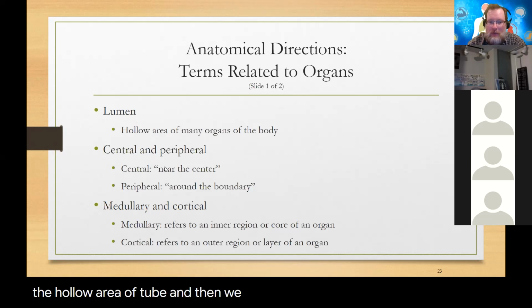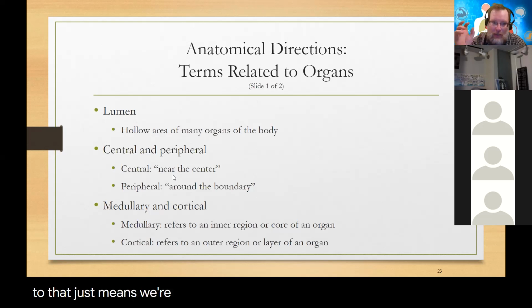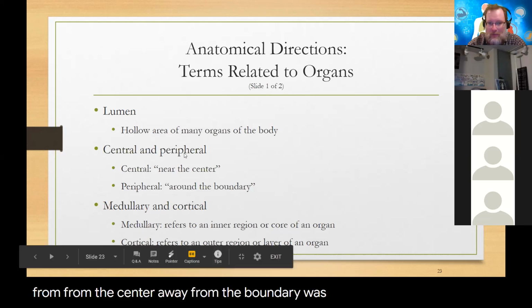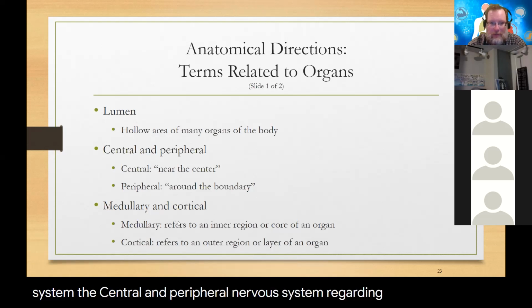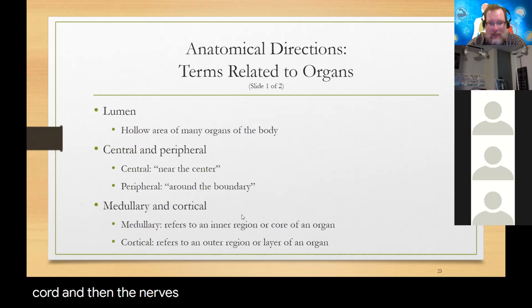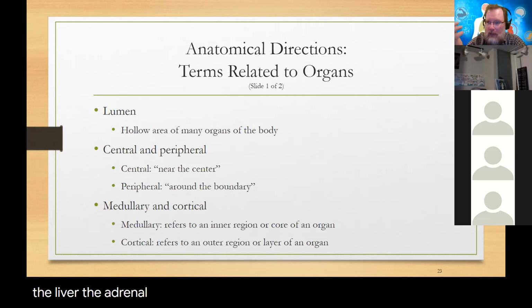And then we see central and peripheral. That just means we're talking about toward the center, and peripheral away from the center, away from the boundary. We'll see this with the nervous system, the central and peripheral nervous system regarding the brain and spinal cord, and then the nerves. Medullary and cortical, we see those when we're dealing with a solid organ. So the kidneys are a solid organ, or the pancreas, or the liver, or the adrenal glands, the heart. These are all solid organs.